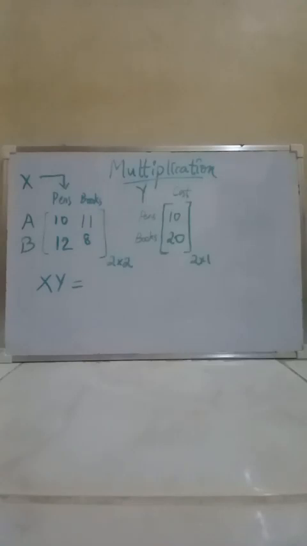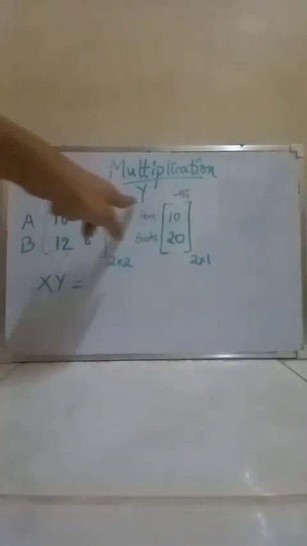Next we'll be doing multiplication of matrices. For multiplication of matrices, there's a special condition. What does the condition mean? We have two matrices here, X and Y. If you want to multiply X, Y, right? XY means X into Y.